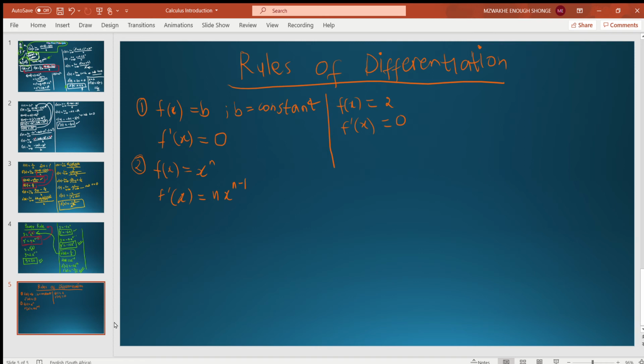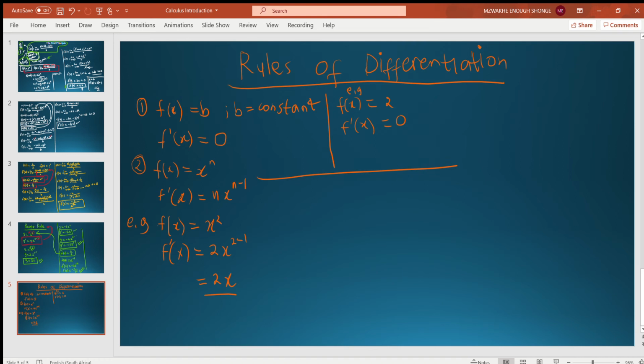So here we're going to give an example of the power rule. So f of x equals x squared, for example. Then f prime of x equals 2x to the exponent 2 minus 1, which is 2x. This is the power rule.